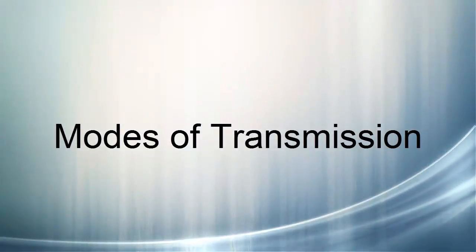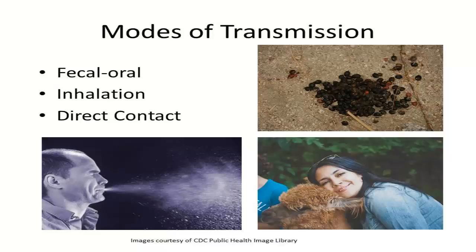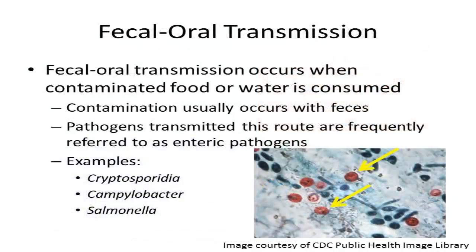Diseases can be transmitted from animals to people in a variety of ways. Three common ways diseases are transmitted are by the fecal-oral route, inhalation, and by direct contact. Fecal-oral transmission occurs when people consume food or water that is contaminated with fecal material. The diseases that result from pathogens transmitted via this route are often called enteric diseases.